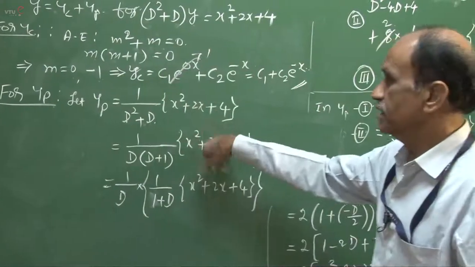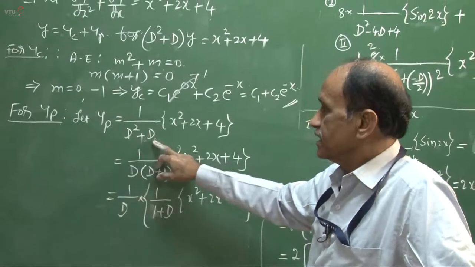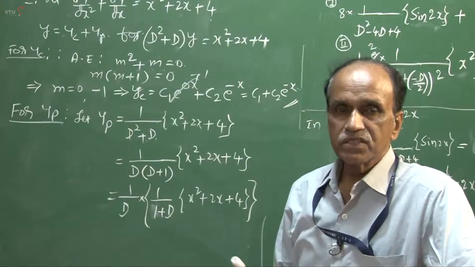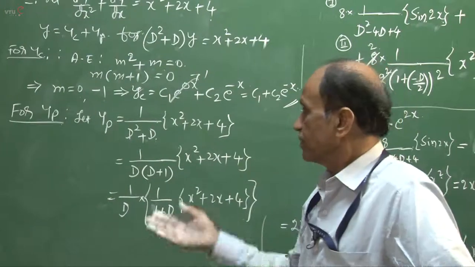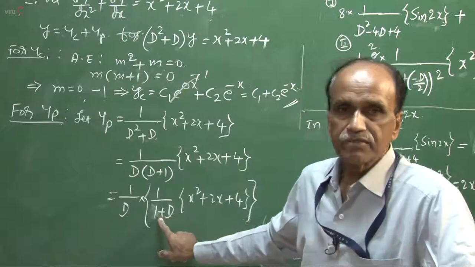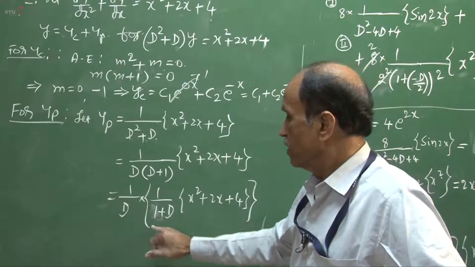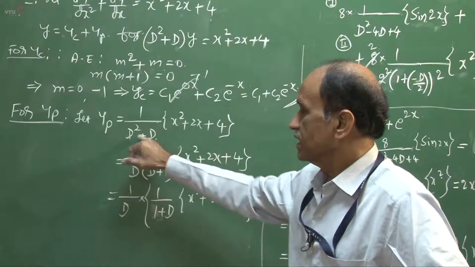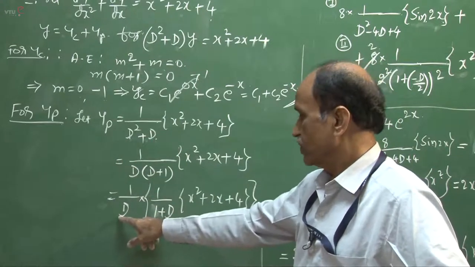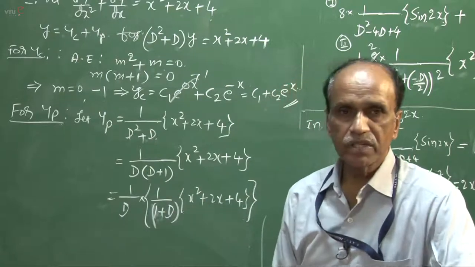So here some interesting term is there. Here D square plus D is there. To operate this and to apply the series expansion using the binomial theorem, this is not in the ready form, because we expect the first term should be unity, that is 1. So 1 is not there here, but D is common. You can write D outside, and this becomes 1 plus D.